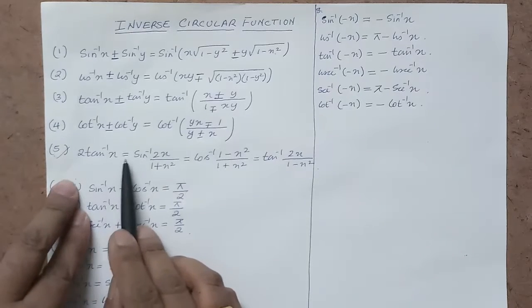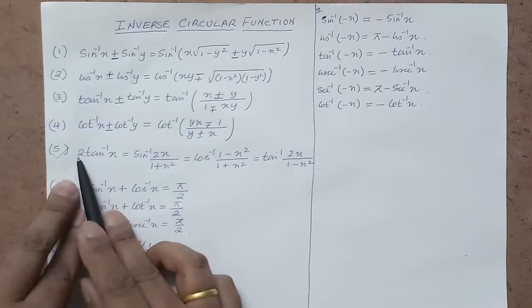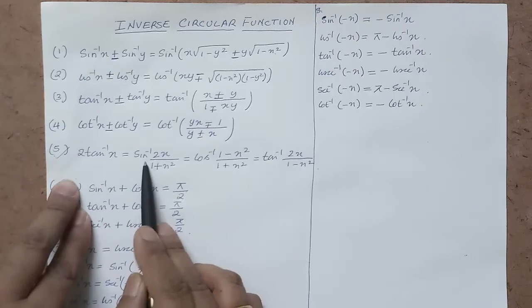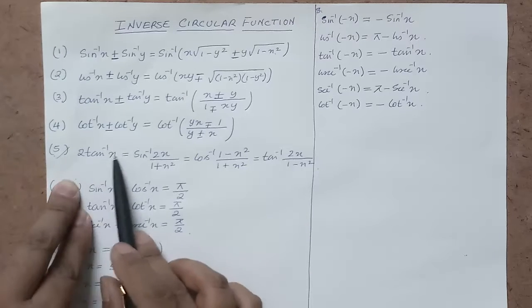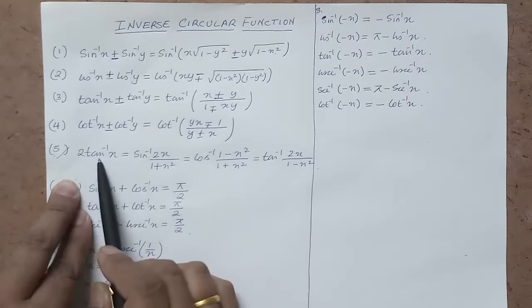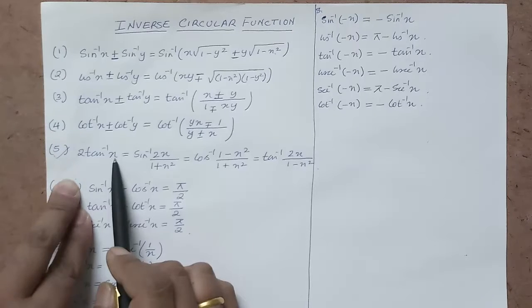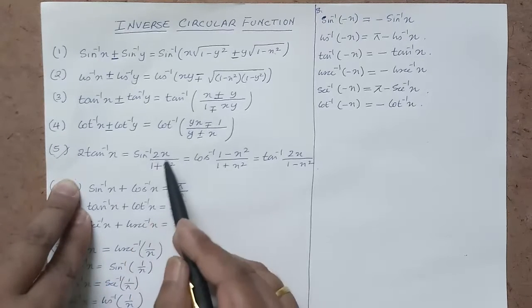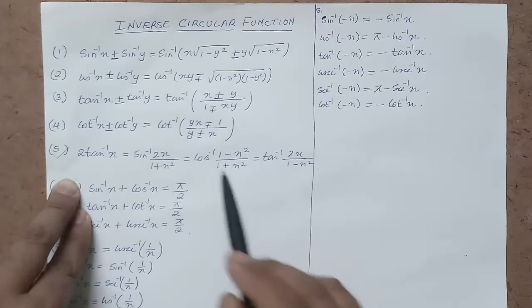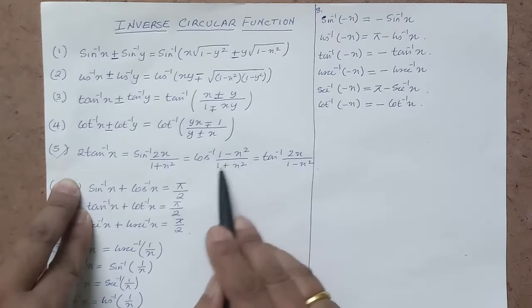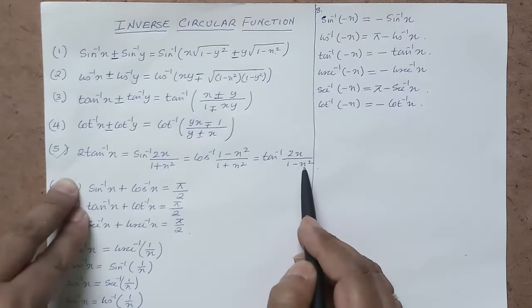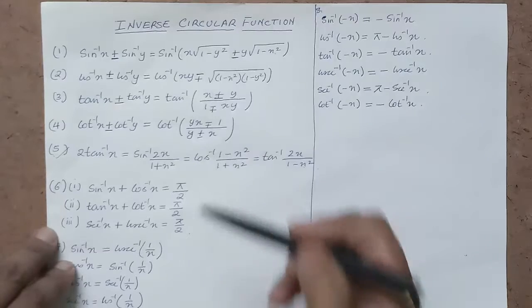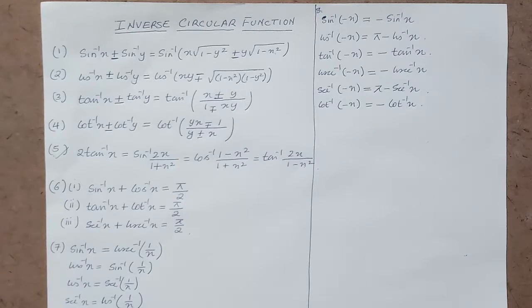2 tan inverse x equals to, we can convert this 2 tan inverse x in terms of sine inverse, in terms of cos inverse, in terms of tan inverse. In formula number 5 there are 3 different formulas. 2 tan inverse x can be converted in terms of sine inverse 2x over 1 plus x square. Similarly, cos inverse of 1 minus x square over 1 plus x square, or tan inverse of 2x over 1 minus x square. Now these are the mandatory formulas that you have to remember.